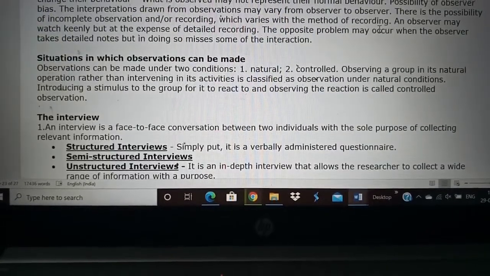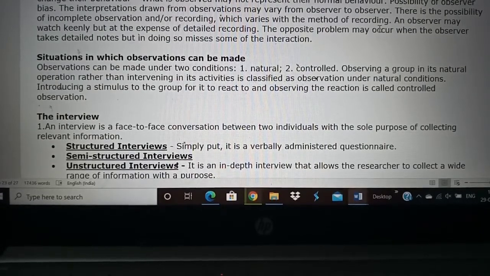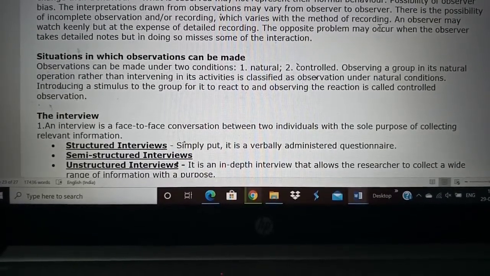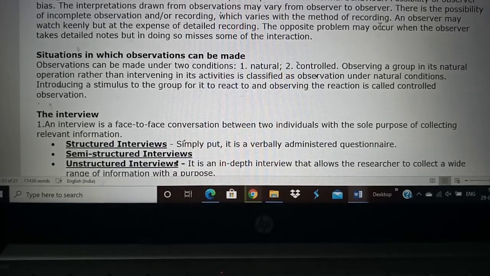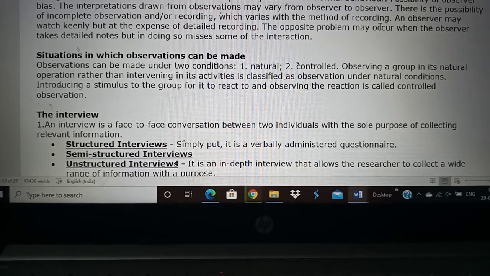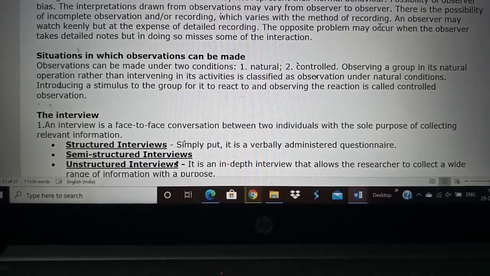Okay, but at the same time, we can use observation as a data collection tool in certain areas. So we can use it under two conditions. One is the natural condition, the other is the controlled condition. So natural condition is when nobody has created a special situation for the observation, so it is in the natural setting. Okay, so that is the natural observation.